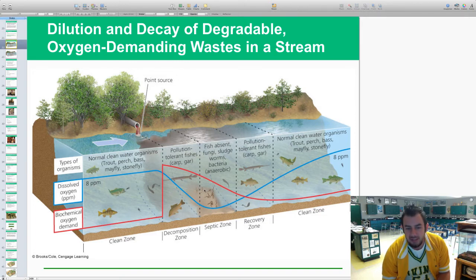Then you have the septic zone, where the real big die-off is occurring, with lots of anaerobic bacteria, worms, fungi, and sludge. Most fish are absent. Most fish don't even live in that part of the river, the septic zone. Eventually that dissipates as it breaks down, so it gets less and less over time. Your dissolved oxygen starts to go up because there's less and less bacteria doing the decomposition, and you start to see pollution-tolerant fish like carp and gar. Again, we're seeing less biochemical oxygen demand and a little more dissolved oxygen. Then we finally get back up to the clean zone again, further downstream, hopefully with that dilution going on, and you get normal clean waters, with trout, perch, mayfly, bass, and stonefly again.